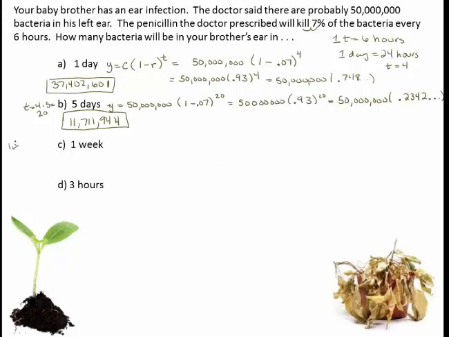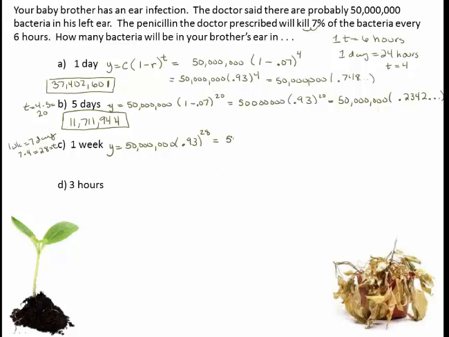1 week is 7 days. So I do 7 times 4, and that gives me t is 28. So we'll set this up again. We already know it's going to be 0.93 to the 28th. So I will do that calculation first.